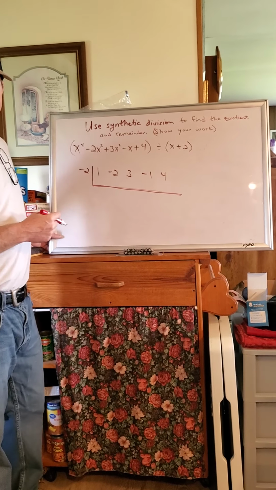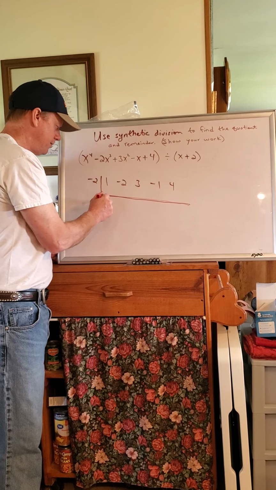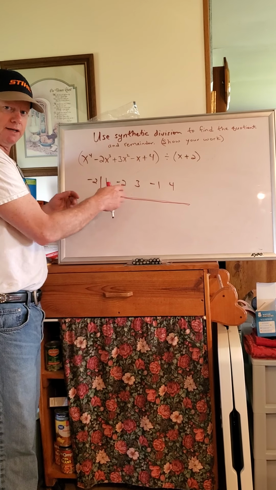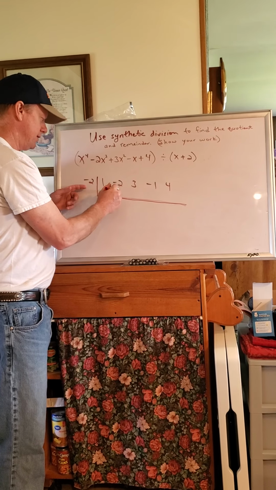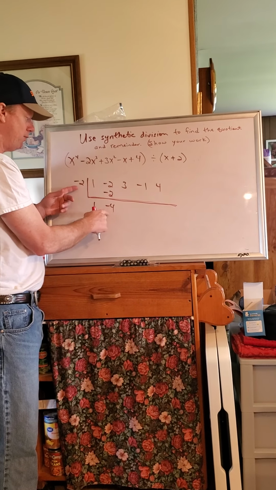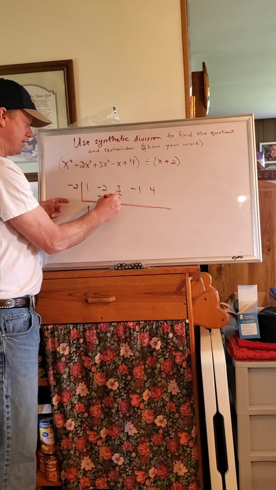Whenever you do synthetic division, you bring down the first guy in the ball game. The first guy in the ball game here is a 1. And then you multiply and add, multiply and add, multiply and add until you finish up. So 1 times -2 is -2. Add. -2 plus -2 is -4. Multiply. -4 times -2 is a +8.